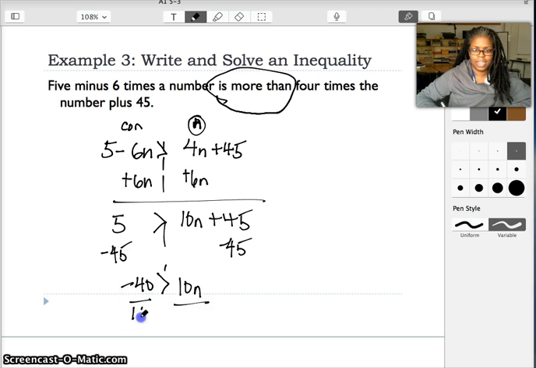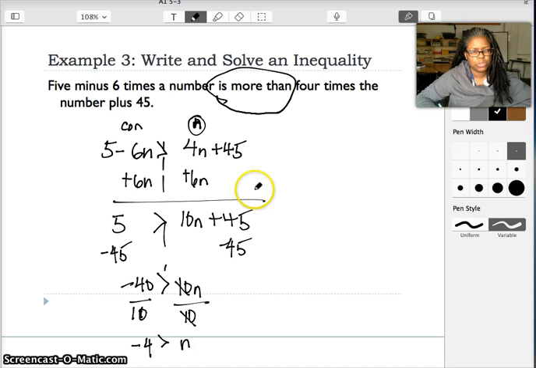Notice I'm not dividing by a negative. I haven't multiplied by a negative. Yes, I subtracted a positive, but that's not an issue. The issue is dividing or multiplying both sides by a negative. So the sign does not flip, and I'm left with this: negative 4 is greater than the number that we're looking at.